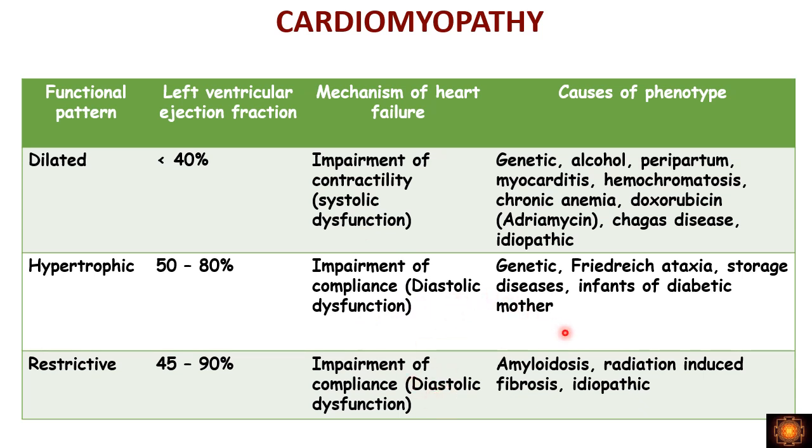Then we have a list of causes for hypertrophic: genetic causes, Friedreich's ataxia, storage disorders, and we can also say in infants of diabetic mothers. I have dealt with the causes in detail in the individual videos on these. In restrictive cardiomyopathy, the causes can be amyloidosis, radiation-induced fibrosis, idiopathic, and we will see this in detail in the coming slides. You have infiltrative disorders and infectious diseases which can cause it, and so on.